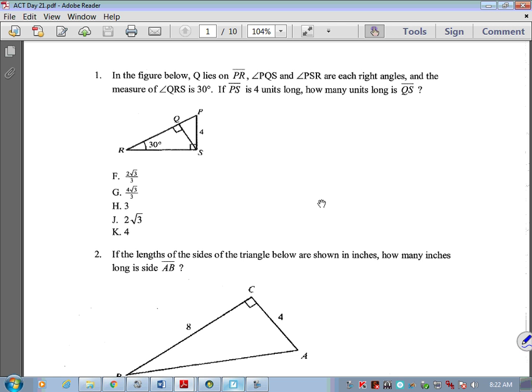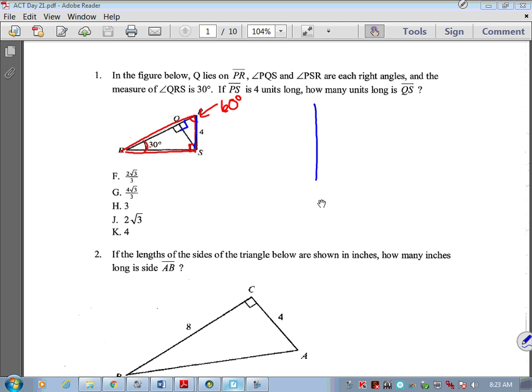Okay, so what they're telling me here is I've got a right angle right here. You notice that this question is a repeat from your other packet. I don't know how many of you caught that or not. But if we notice, we have a right triangle right here, correct? Where this angle is 30 degrees, which means what is angle P? If I know that angle S is a right angle, 60 degrees.